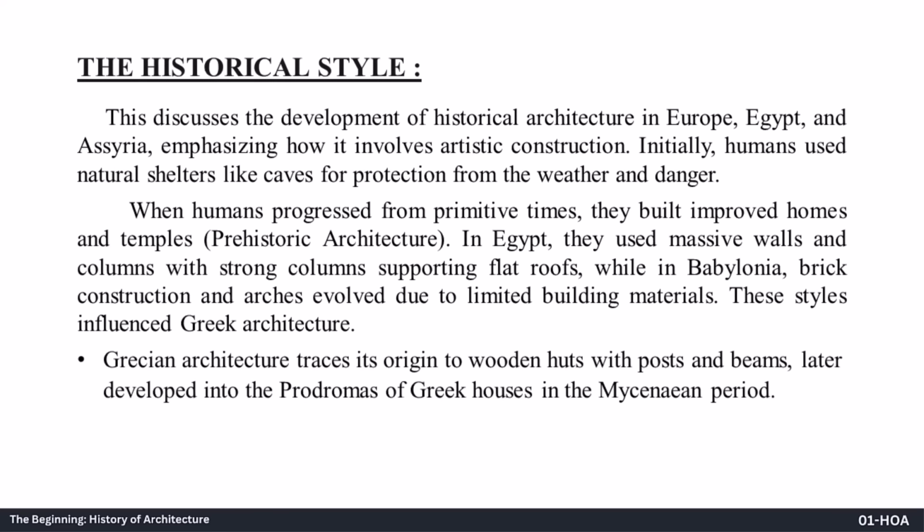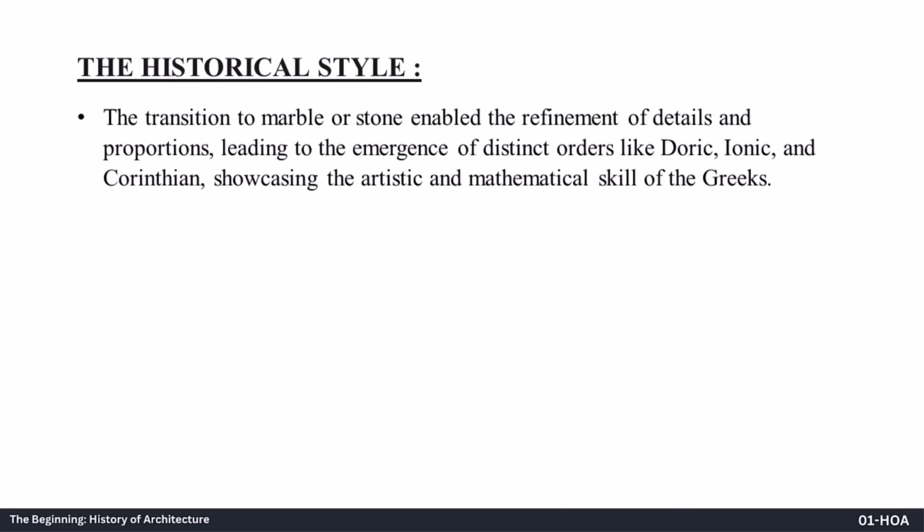Grecian architecture traces its origin to wooden huts with posts and beams, later developed into the prototypes of Greek houses in the Mycenaean period. The transition to marble or stone enabled the refinement of details and proportions, leading to the emergence of distinct orders like Doric, Ionic, and Corinthian, showcasing the artistic and mathematical skill of the Greeks.